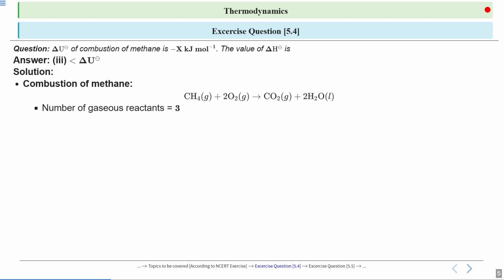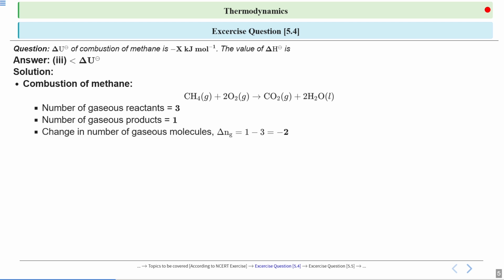Now, if I look at the equation, what can I analyze? We can say that the number of gaseous reactants is 3, right? It's very clear that it is 3. 2 is coming from the oxygen molecule and 1 is coming from the methane. What about the products? If you look at the product side, we have only one gaseous species, which is carbon dioxide. The other one is water, which is a liquid, so we will not consider it as a gaseous product. Then we can calculate the change in number of gaseous molecules, delta Ng, which is 1 minus 3, and that equals minus 2.